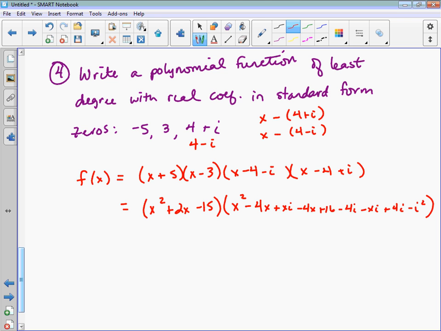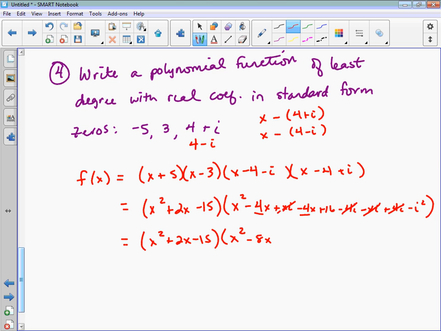Wait, for combining? Okay, let's look. All right, guys, so when you get to the combining of your like terms, x squared is by itself, right? -4x and -4x, that's -8x. Yes. Negative xi are gone. Negative 4i, positive 4i, they're gone.